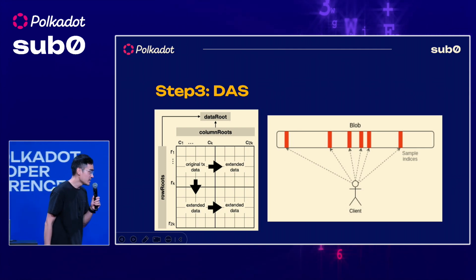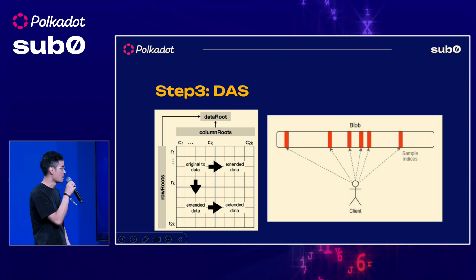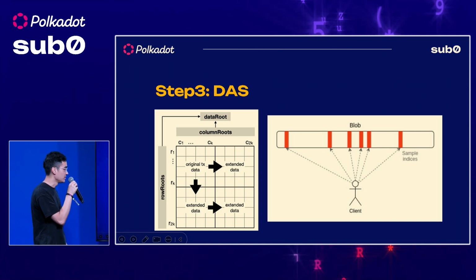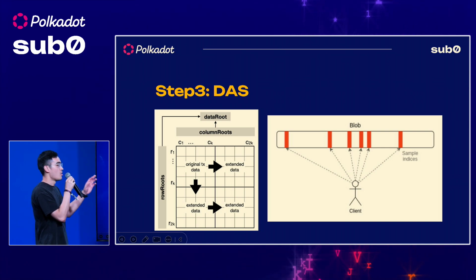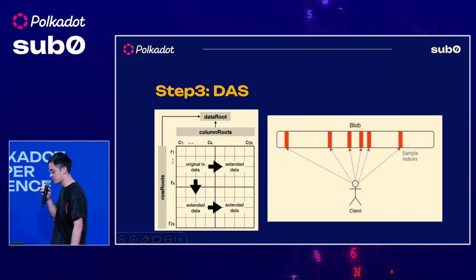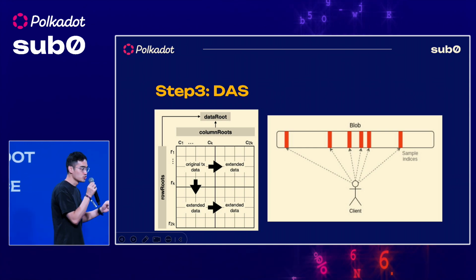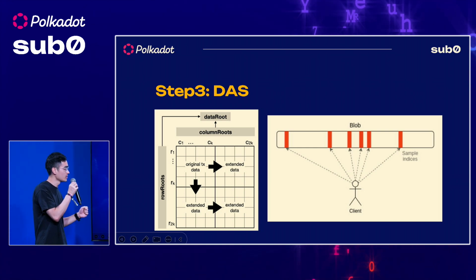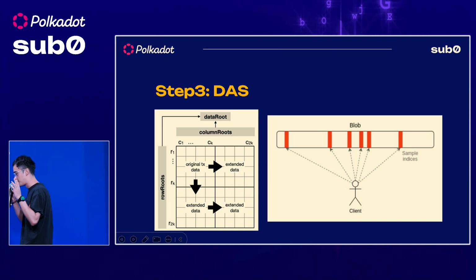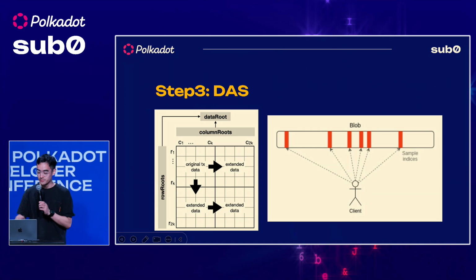So DAS further releases the resources of full nodes or validators, because only a small portion of validators is in charge of processing this blob transaction, and only a small portion of the data blob will be processed by these committees of data availability.